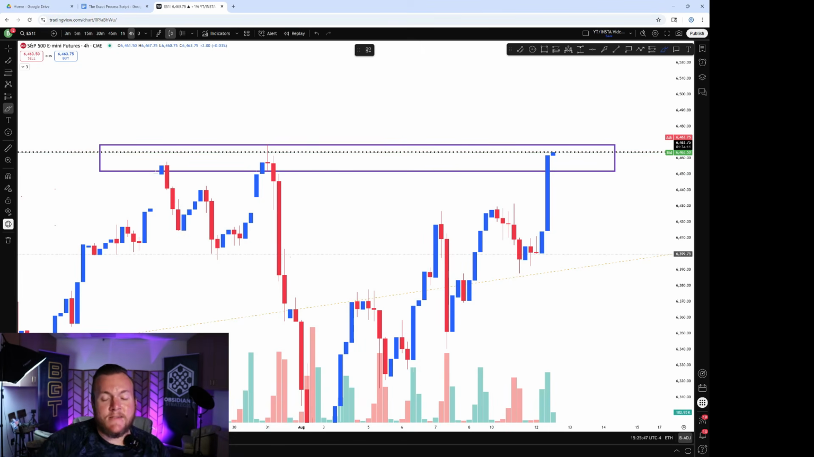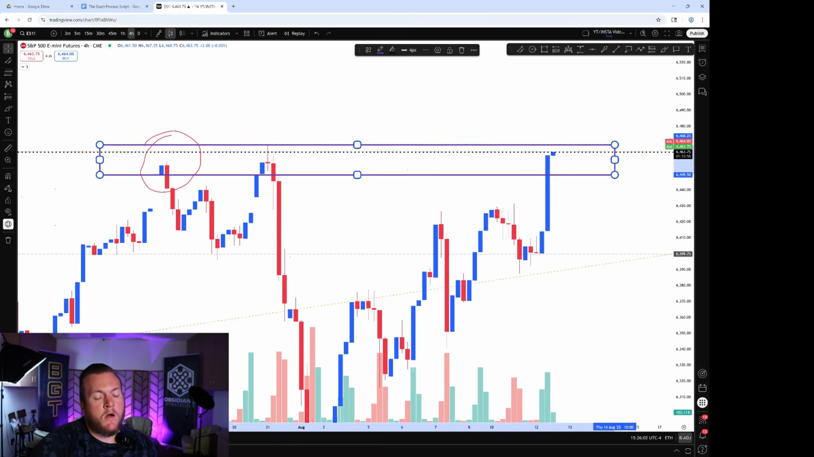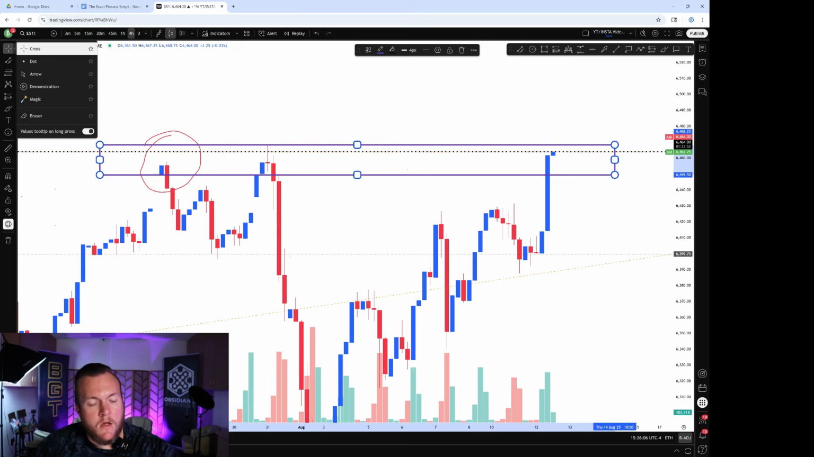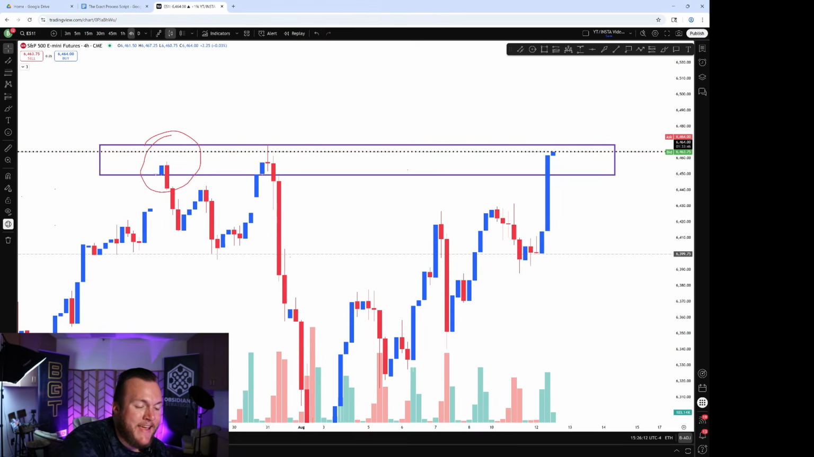Now technically we can see that this started over here. So this was kind of the first attempt in this zone. We could probably even drag it down a teensy bit farther, to there, since that was the opening of the gap. So technically this zone has started over here, and then this has been the second back test.